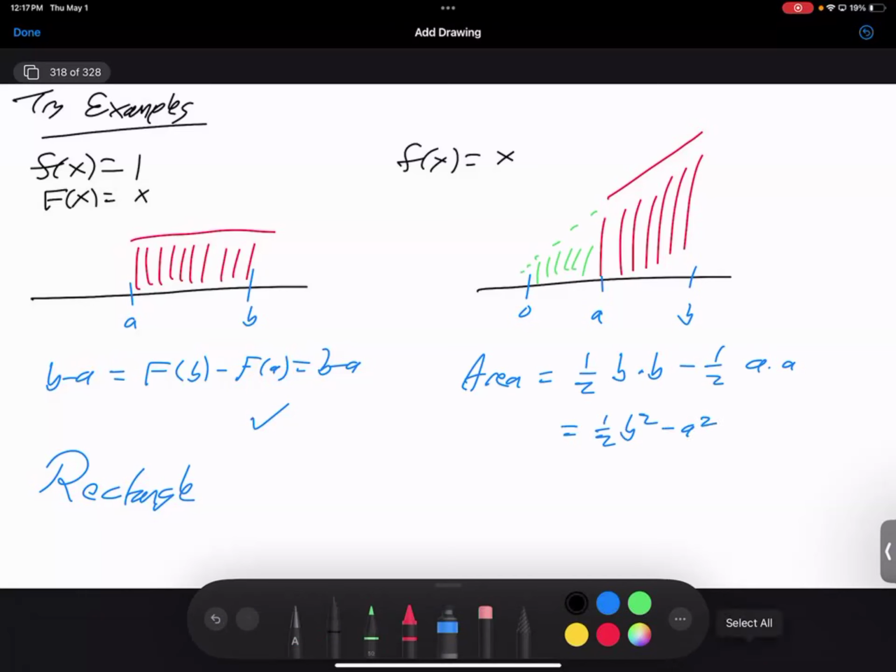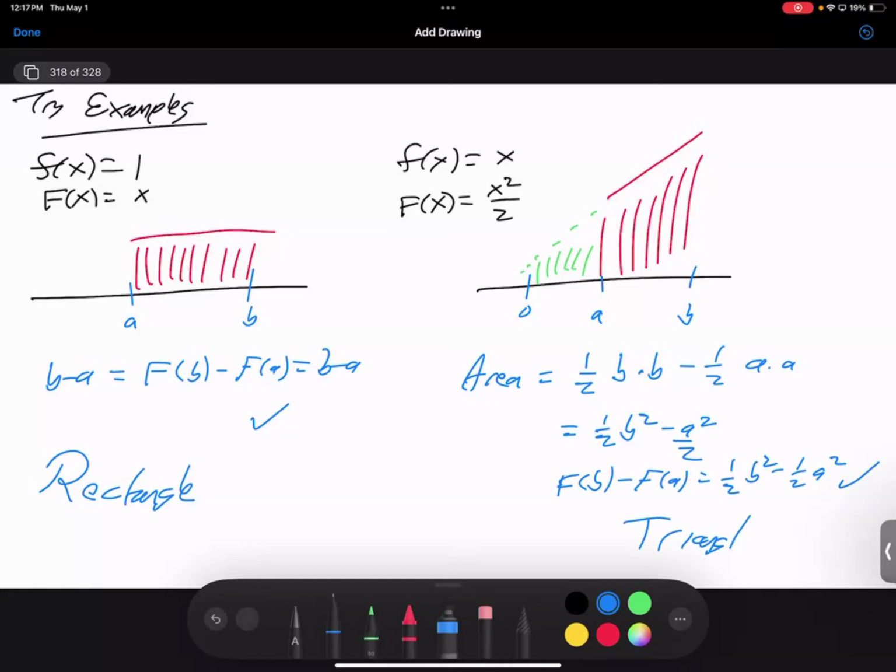What function has derivative x? Give me a function whose derivative is x. x squared over 2. And so now we get f of b minus f of a is 1/2 b squared minus 1/2 a squared. We did triangles. So we've shown that the fundamental theorem of calculus is at least reasonable for rectangles and triangles. It's nice, but it's really not that convincing. These are really nice figures. What's the next figure we can try?